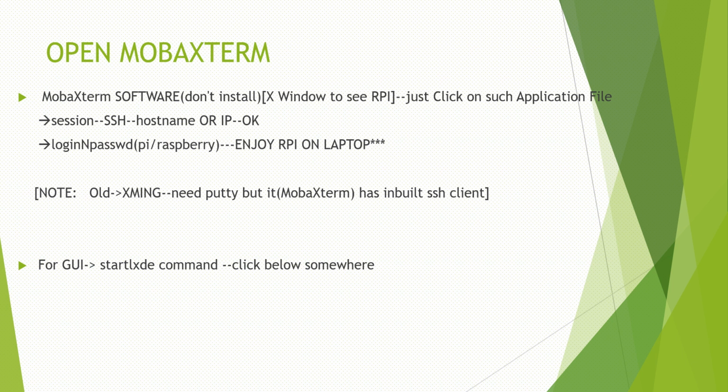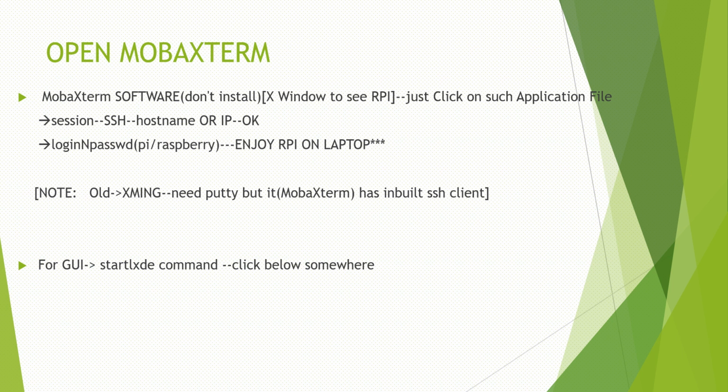Just click on that application file, and after opening, it shows you a special window. Go to Session at the top left corner, then choose SSH, and supply the host name or IP address, either one. Then click OK. After this, it will prompt you for the login and password. Just supply them. After giving the login and password, Raspberry Pi will be on your desktop, which I explained in the previous demo. Now I am explaining especially the GUI feature.